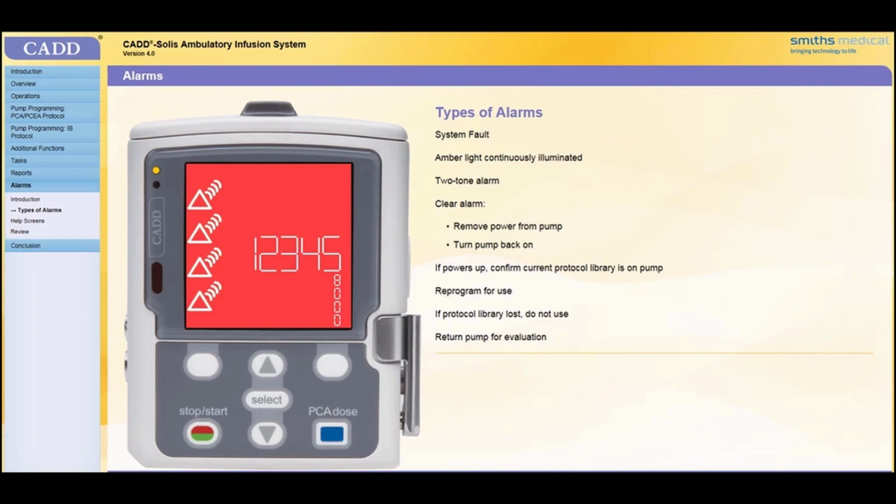If the pump passes the power-up tests, follow your facility's policies to confirm that the current protocol library is on the pump. The pump can then be reprogrammed for use. If the power-up results in an error message indicating that the protocol library was lost, do not proceed with using the pump. Return the pump to the appropriate department for evaluation.